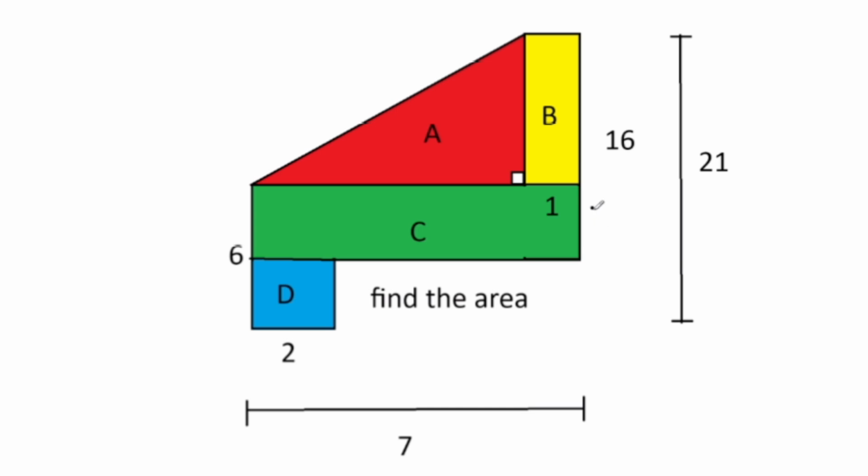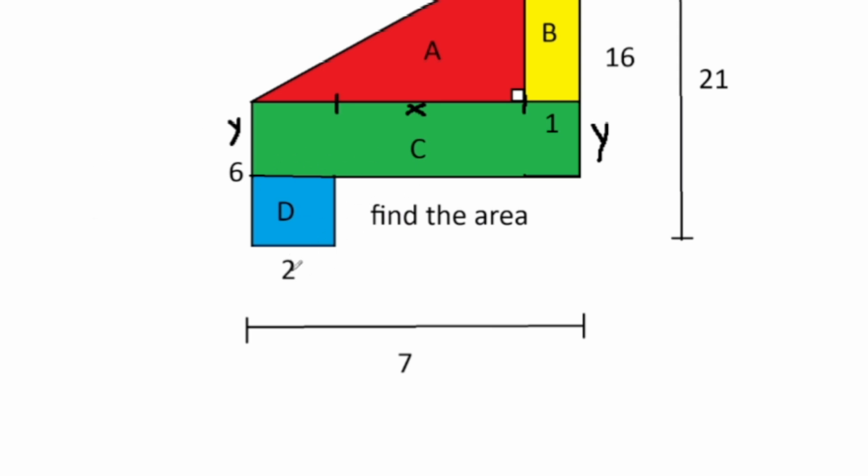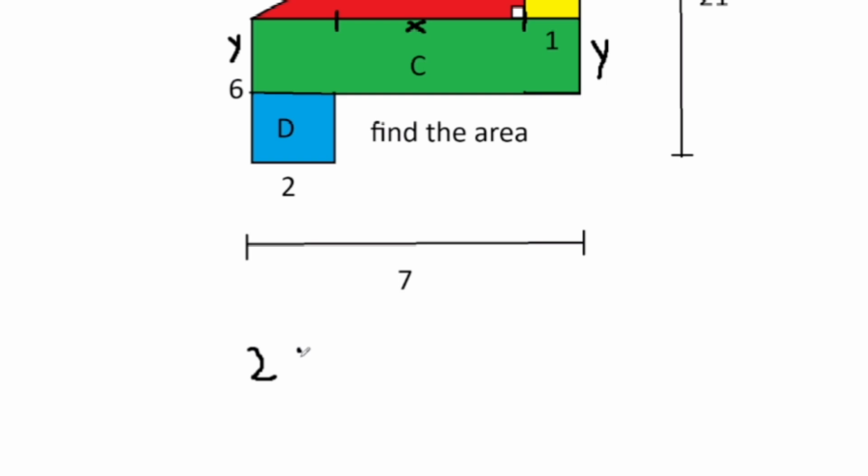Let's make a variable y. Let's make a variable x here. X. Let's do all of this. So 2 plus x plus 1 is equal to 7.